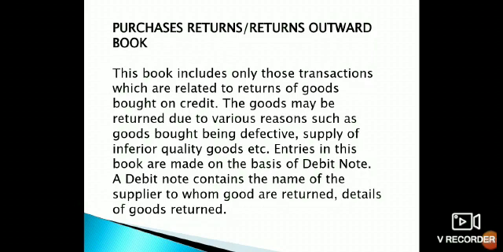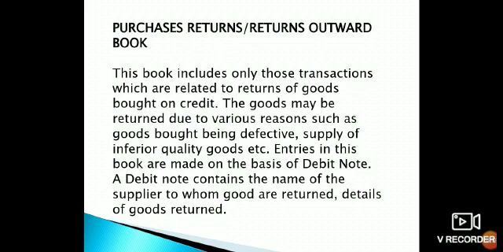Purchase returns or returns outward book. This book includes only those transactions which are related to return of goods bought on credit. The goods may be returned due to various reasons such as goods bought being defective, supply of inferior quality goods, etc. Entries in this book are made on the basis of debit note. A debit note contains the name of the supplier to whom goods are returned, and details of goods returned.